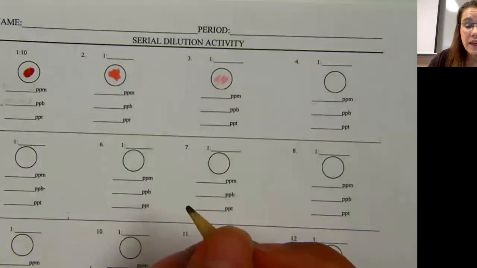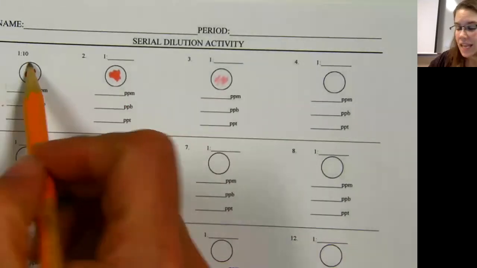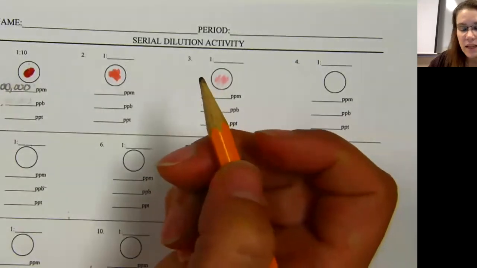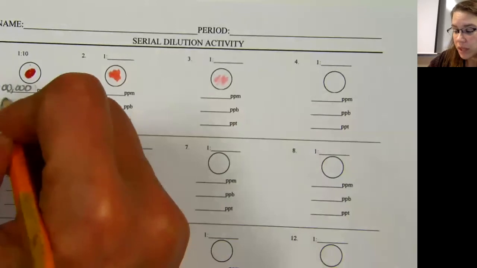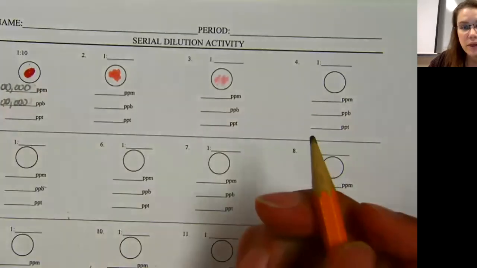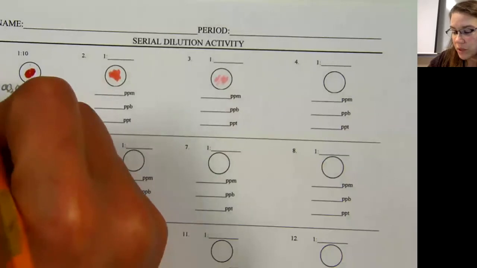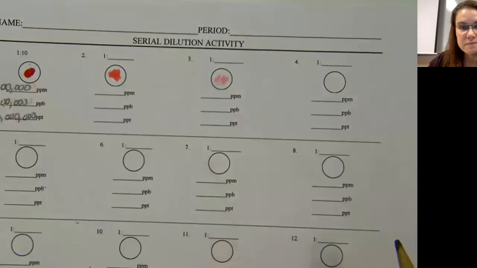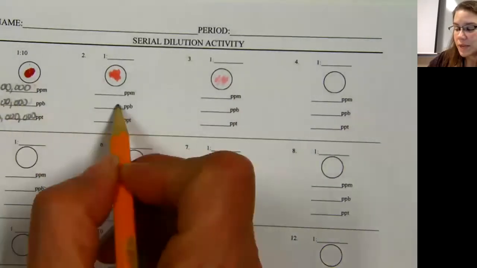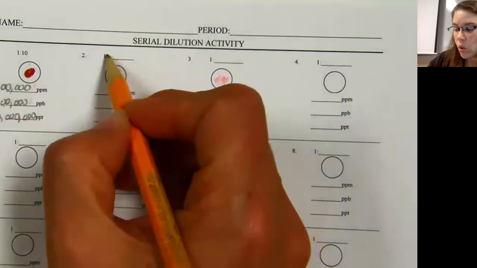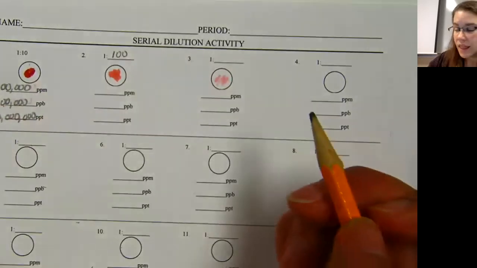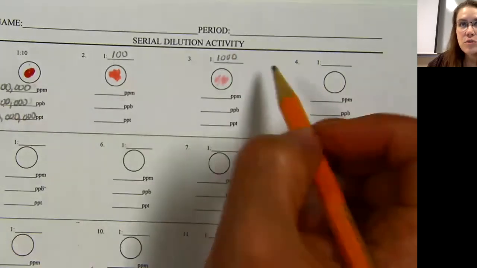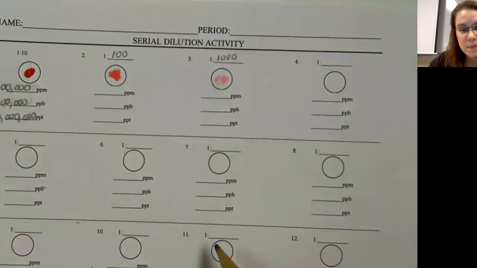As you saw from the reading, 1 part per 10 is the same as 100,000 parts per million and 100 million parts per billion and 100 billion parts per trillion. As we dilute this by 10, our ratio is now 1 to 100. The next ratio is 1 to 1,000. This trend continues through the whole paper.